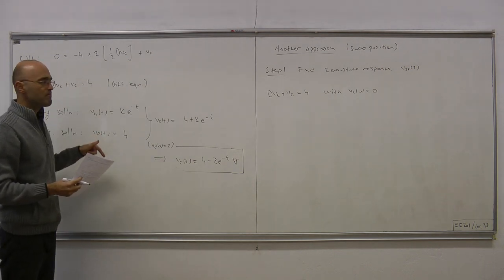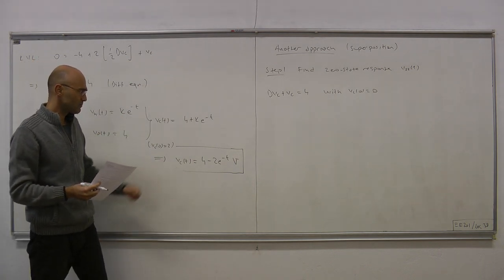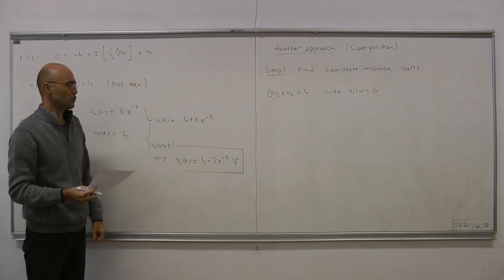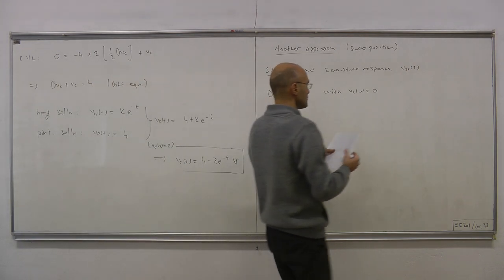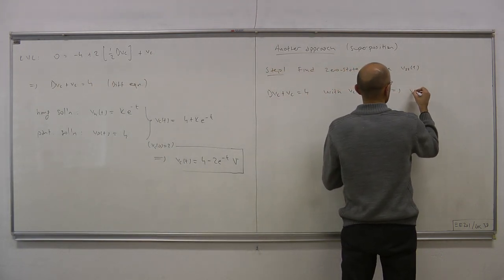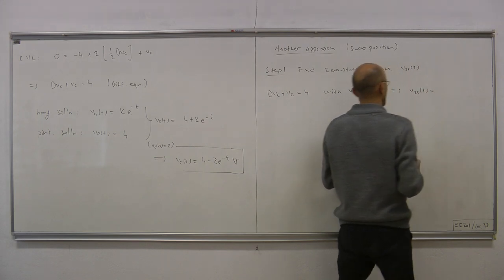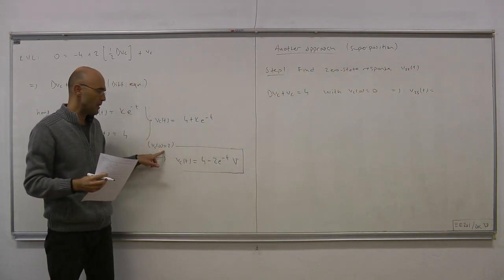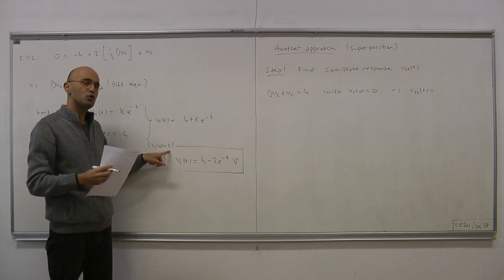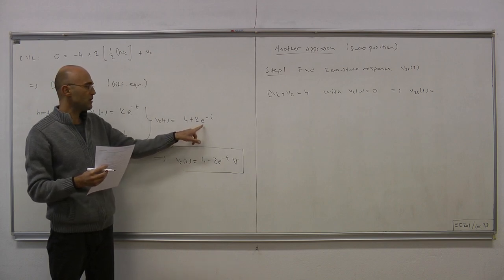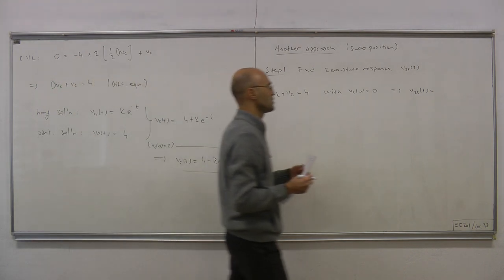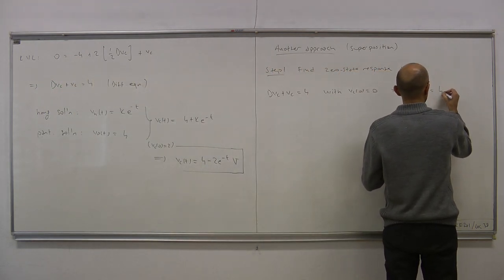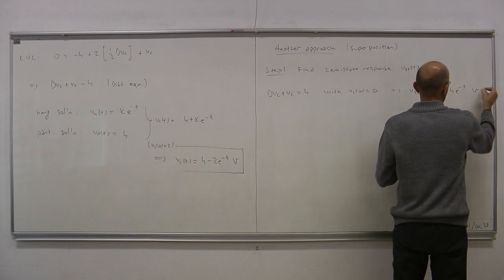Still the approach is the same. Now k will be different, and then you figure out the solution. The solution that you figure out will be the zero state response. The only difference is in the last step: instead of applying the vC(0) equals 2 constraint, we apply vC(0) equals 0. At t equals 0, this is k plus 4. If k plus 4 is 0, then k must be minus 4. Therefore, the zero state response is 4 minus 4e to the minus t, for t greater than 0.